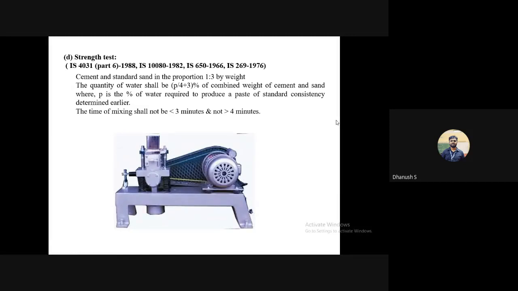So in this 200, I take 200 grams of cement. So out of 800, 200 grams of cement is done. The rest 600 grams that I have is going to be sand.